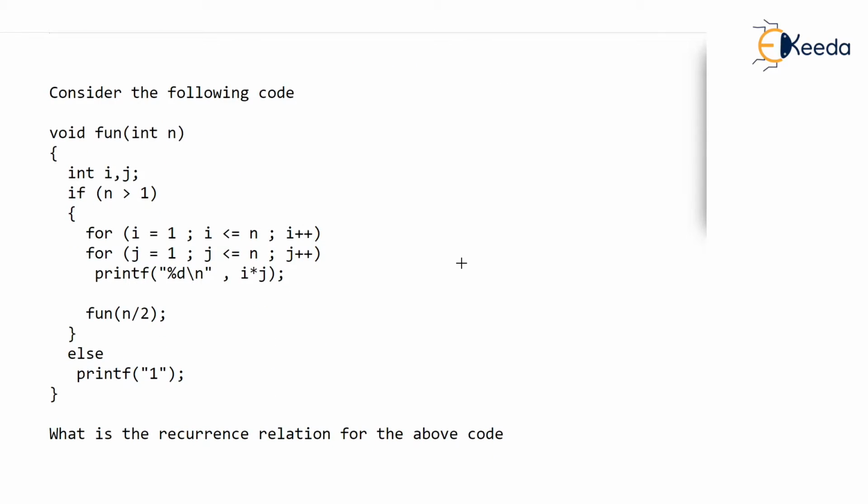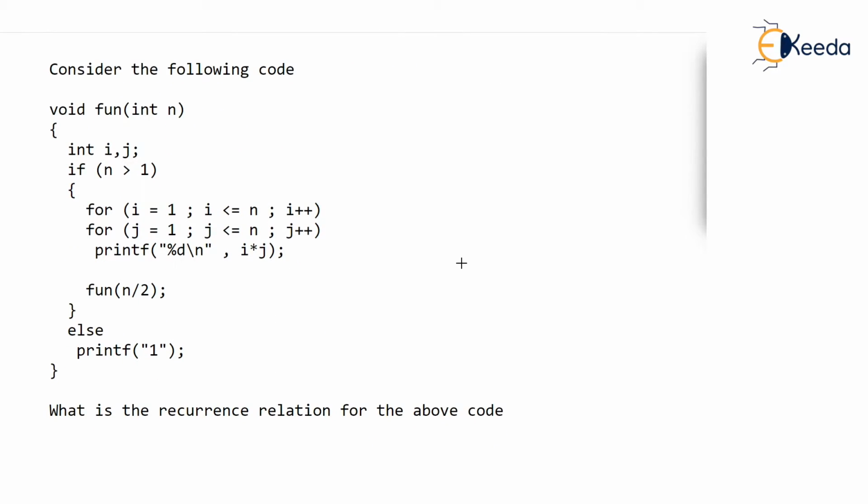Here we go. What is the recurrence relation for this function? You can pause the video and you can first of all find out the answer. Okay, here we go. Suppose we call fun with parameter n, then what does it do first? It runs a nested for loop, you see, and there is a for loop where i goes from 1 to n. So definitely, and i plus plus has been written. So this loop runs n times.